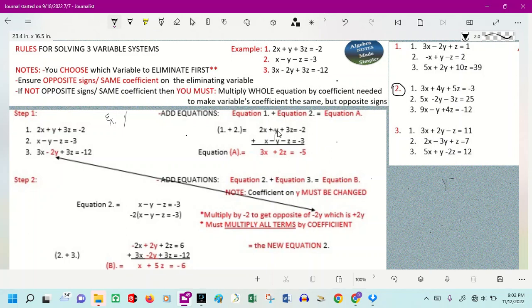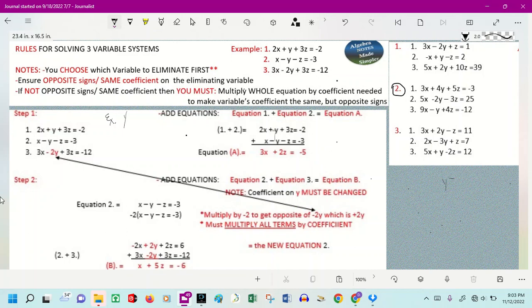We see that the coefficients on the y in these two equations are both just the 1, positive 1 and negative 1, so they will cancel out evenly. So let's add the equations together. 2x plus x is a 3x. Positive y plus a negative y cancel out to 0. Positive 3z minus a z is a positive 2z. Bring down the equal sign. Negative 2 and a negative 3 is a negative 5. So our new equation A is 3x plus 2z equals negative 5.